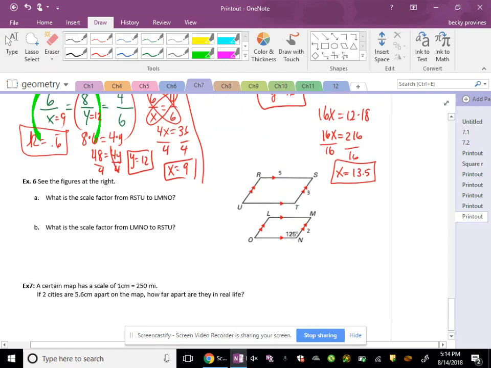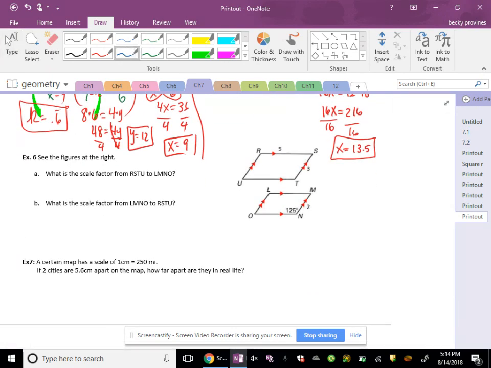Okay, so we're almost finished here. Just stay with me a couple more minutes. Okay, so for example number 6, see the figures to the right. What is the scale factor from RSTU to LMNO? So I'm starting with the big figure and I'm going to the small figure. So does that mean my scale factor is more than 1, less than 1, or equal to 1? So I'm starting big and going smaller. So it's getting smaller. So my scale factor, guys, it has to be less than 1. It has to be.